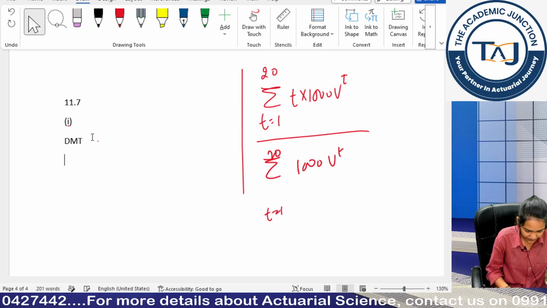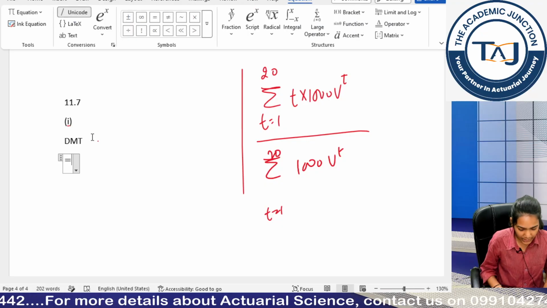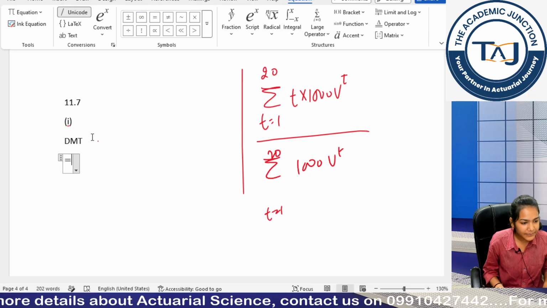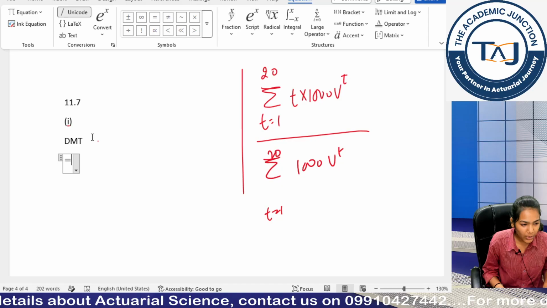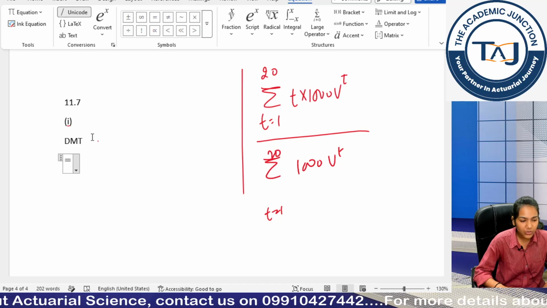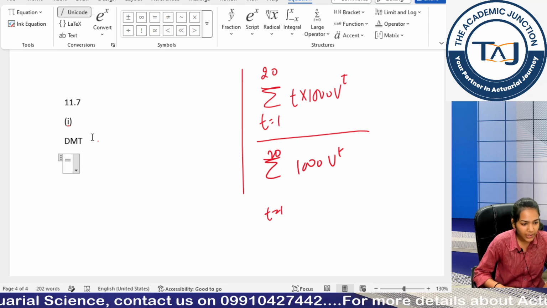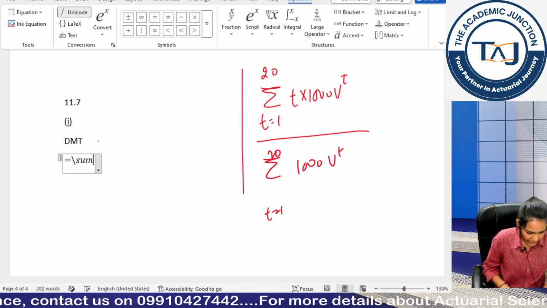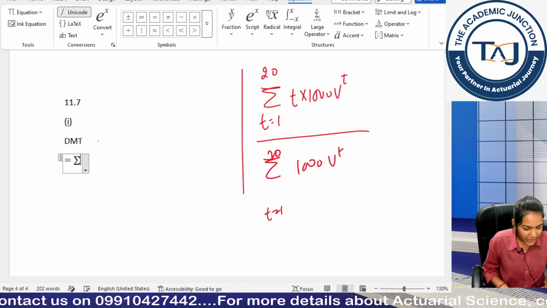So yes, it is a lot more convenient now. Can anyone tell me how to write this first numerator in Word? Use the equation editor if you use it. Those who do not use the equation editor, tell me how we can write it using the normal approach. So, backslash sum to get this sum.